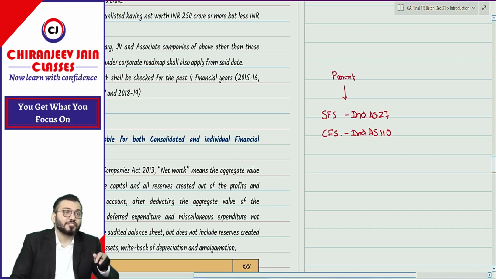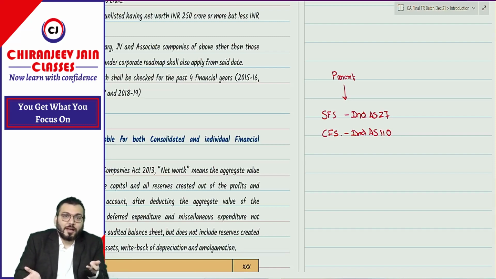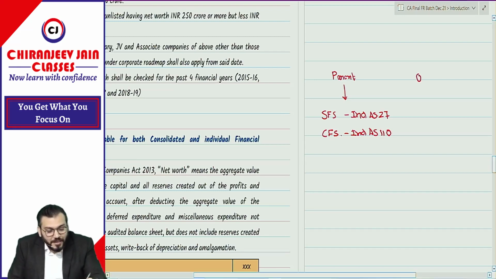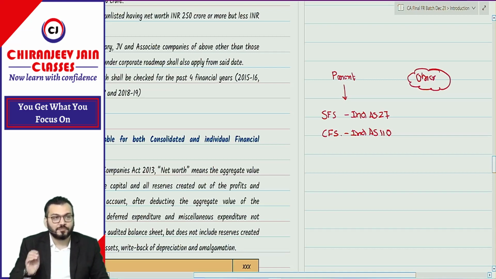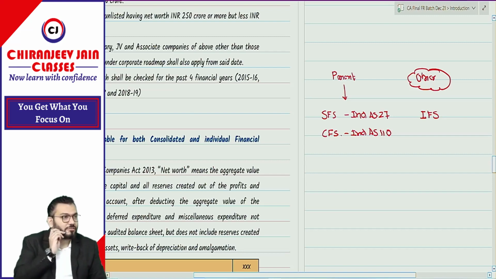Now, it is quite possible that a company is not a parent company, that is, it does not have any subsidiary. For any such company which is not a parent company, we need to prepare a financial statement. That financial statement is known as the individual financial statement. Understood? Correct?